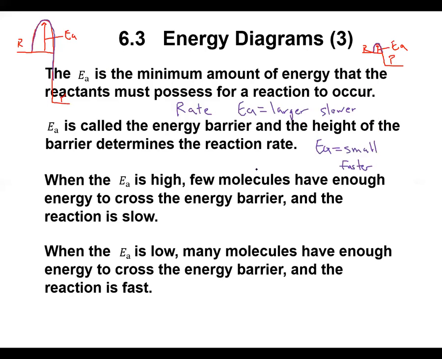Versus if you just had a very small hill, you could get to the top a lot quicker, and then you would get to the other side a lot quicker. So the activation energy does have a big effect in terms of reaction rates, how fast or slow a reaction will occur. Again, that higher one.